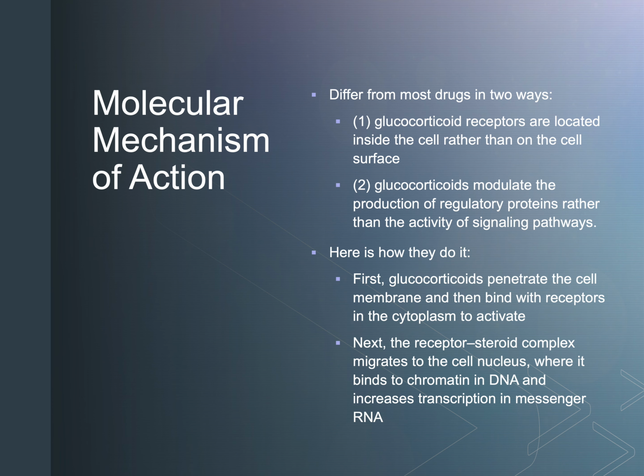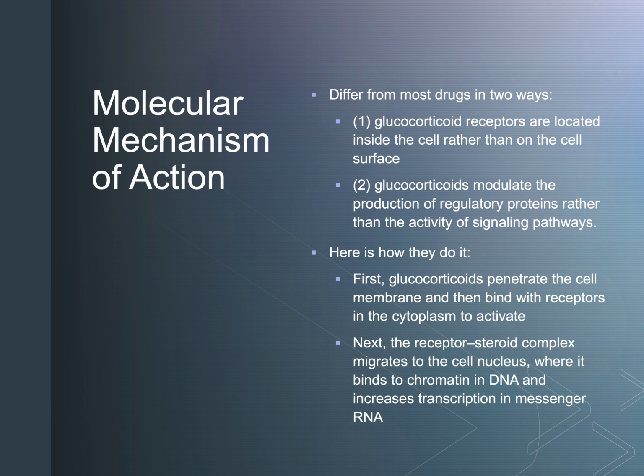Now we're going to look at the mechanism of action and differentiate that glucocorticoids are different from most other drugs in two ways. The glucocorticoid receptors are located inside the cell rather than on a cell surface. They also modulate the production of regulatory proteins rather than just the activity of the signaling pathway itself. So, this is how we do it.